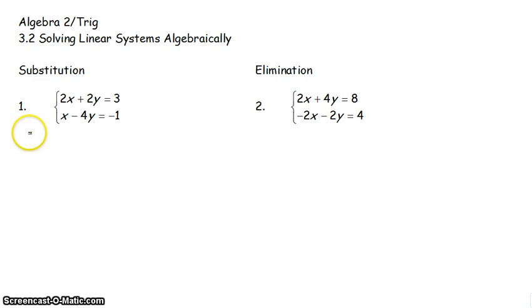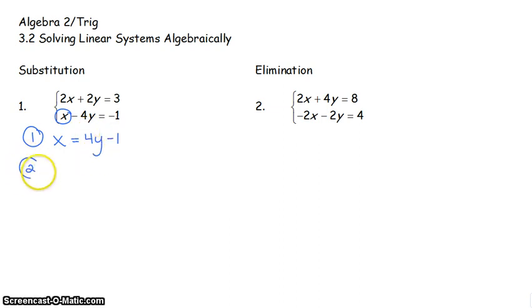So let's review substitution, which is a three-step process. Step 1 is to solve for the easiest variable. We've got a coefficient of 2, 2, 1, negative 4. You're going to choose the one that has a positive 1 coefficient. And we're going to isolate that, so we're going to move the 4y over. So we've got x is equal to 4y minus 1.